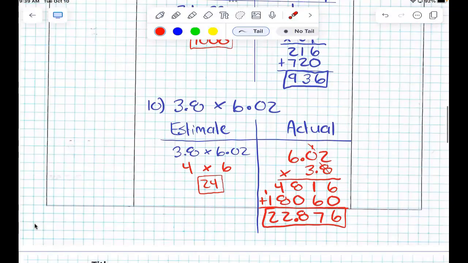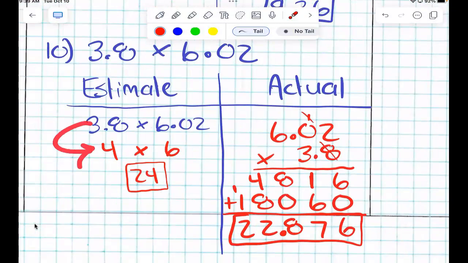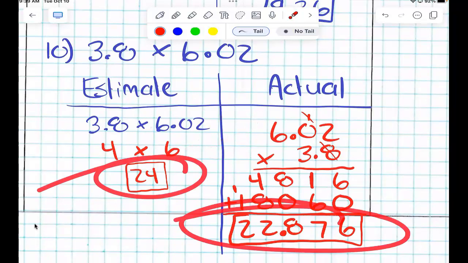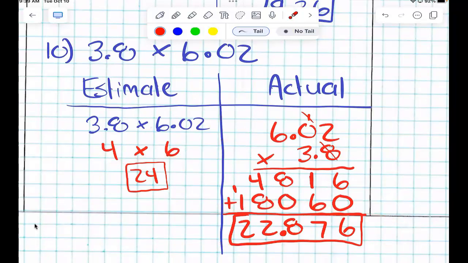Yes. How about this? Is 3 and 8/10 pretty close to the number 4? Yes. Is 6 and 2/10 pretty close to the number 6? Yes. Is 24 very similar to that? Yes. They seem close? Yes. They seem reasonable? Yes. We okay with all this?